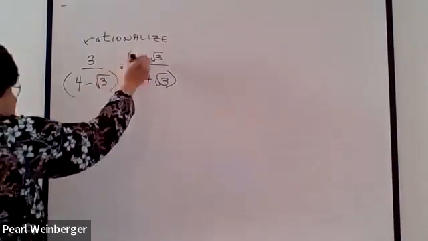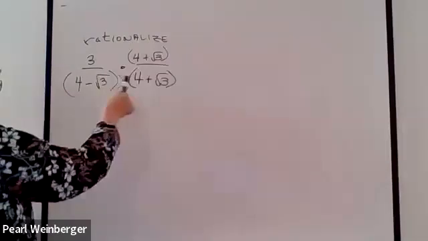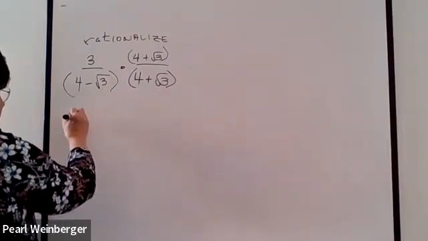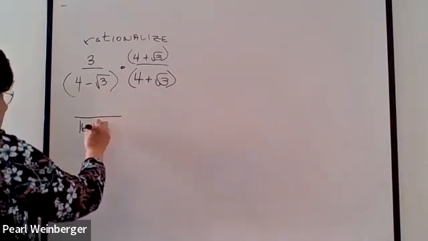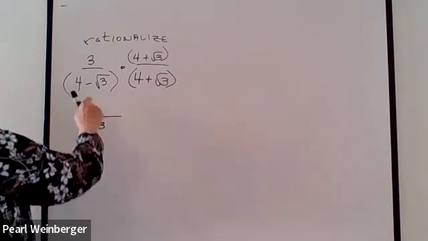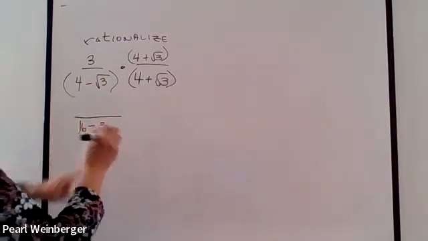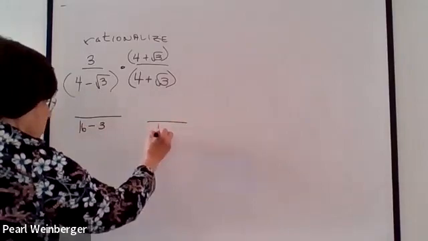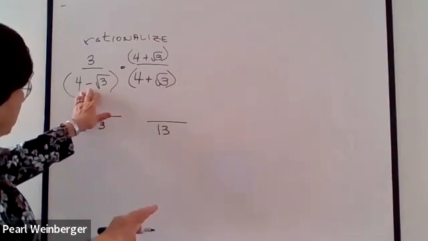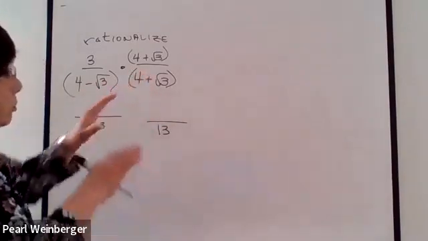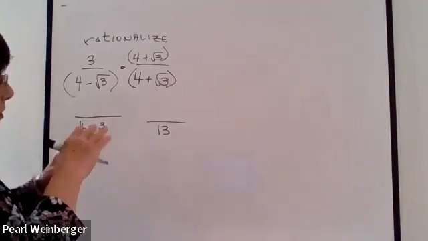Now remember, when I'm multiplying by the conjugates, I don't have to do the FOIL. I just do first, 4 times 4, which is 16. And radical 3 times radical 3, which is just 3. And the minus and the plus, it becomes 16 minus 3, which just becomes 13. Notice by multiplying 4 minus radical 3 times 4 plus radical 3, I am getting rid of the radical. I am rationalizing the denominator.